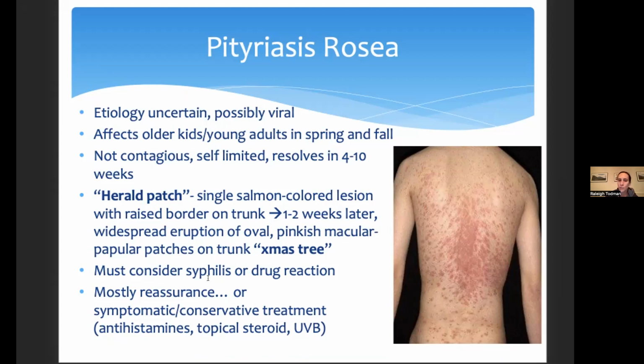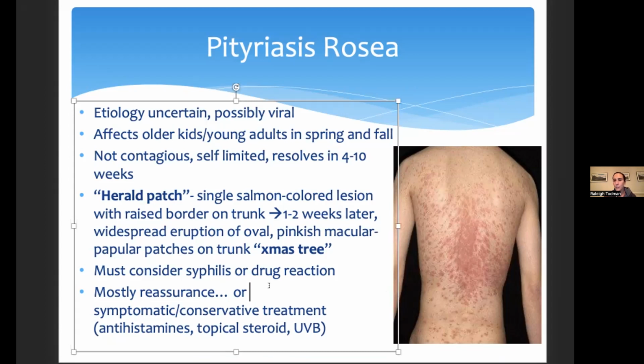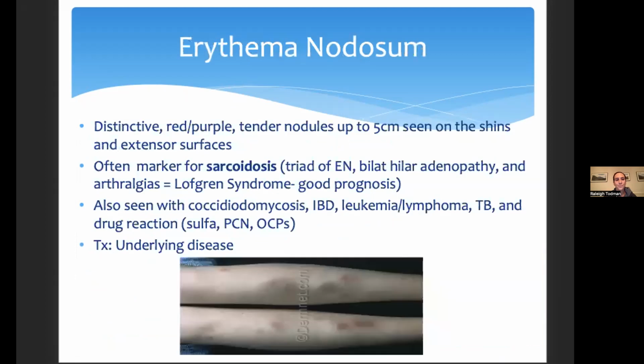So the test question stuff is that you might start with a herald patch, which is a single lesion, usually on the back, somewhere on the trunk, in that Christmas tree configuration. So it follows the lines of the Christmas tree, but there will just be one. And then a couple weeks later, you'll have this big eruption of patches in a Christmas tree configuration, which is pityriasis rosea, but you have to consider also that there could be a drug reaction or it could be syphilis. It's really just conservative treatment. It should resolve on its own.